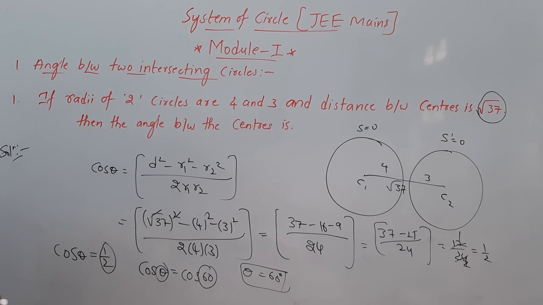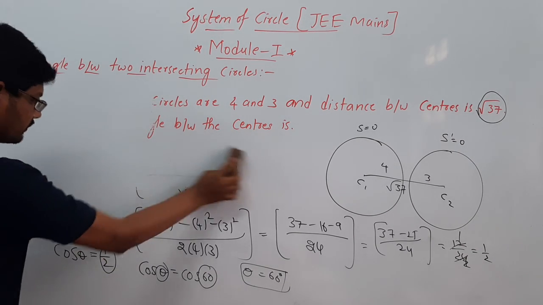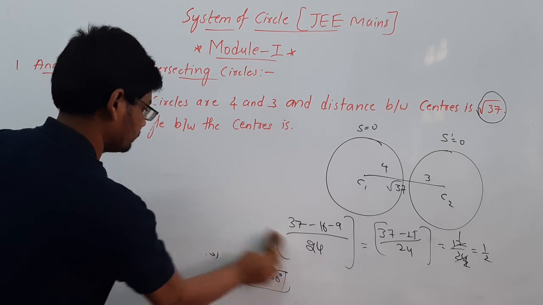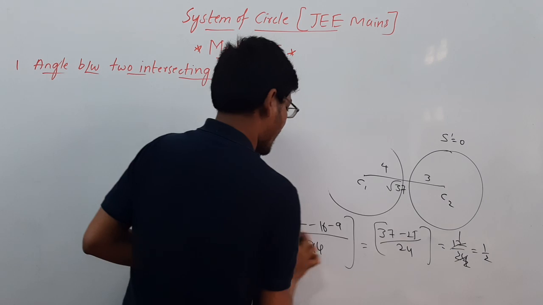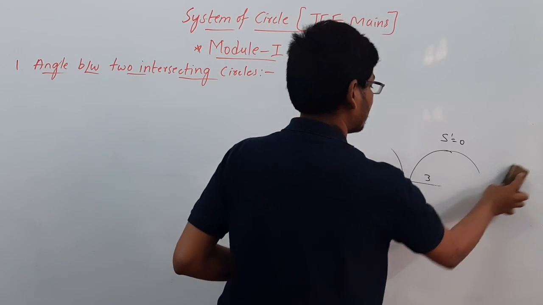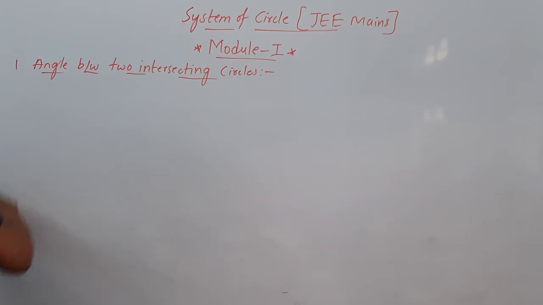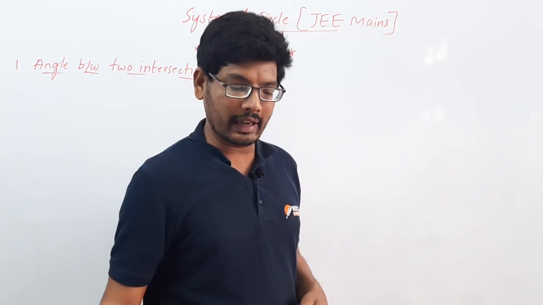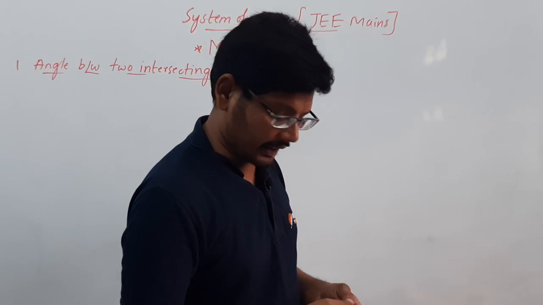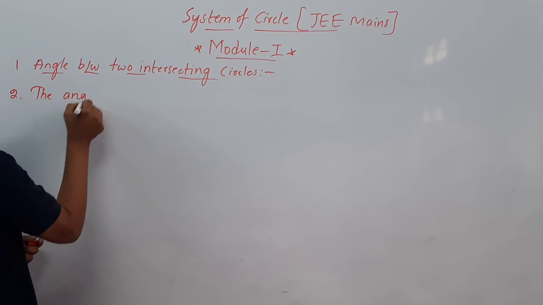This is about the first question, and now the next question in this topic. First understand the question, then only try to solve it. If you solve blindly, you won't get the answer. First understand the concept involved in the question, then only you are able to solve it. The second question is: the angle between the circles.